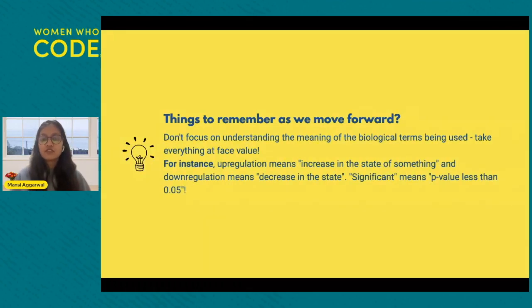What are the things that we need to remember as we move forward? You do not have to focus on understanding the meaning of the biological terms. Take everything at face value. For instance, up means going up, that is increase. If I say down regulation, just imagine something going down. Significant means important, and not significant means not exactly not important, but if you have statistics knowledge, here significant actually means a p-value of less than 0.05. So just focus on these words in English or statistics. We don't have to understand the biological terms.